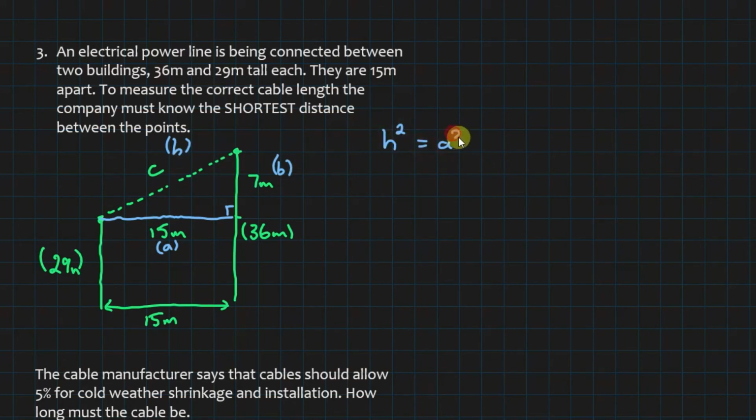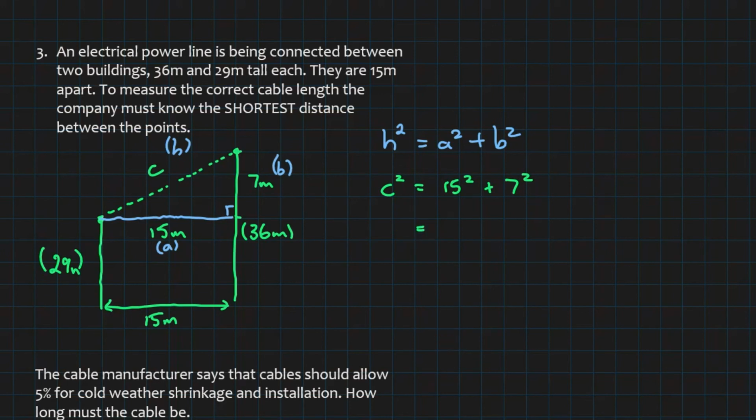H squared equals A squared plus B squared. If anyone tries to tell you to use C squared, ask them how do they know the difference between hypotenuse and another side. And that's why I use H. H is the hypotenuse. From my diagram, H is C, so C squared, A is 15 squared, so this one is working out. Actually it is a very nice simple problem.